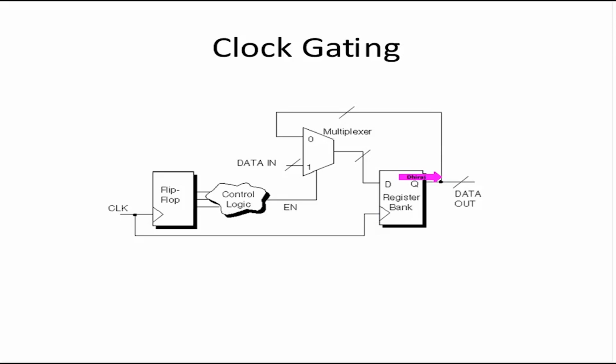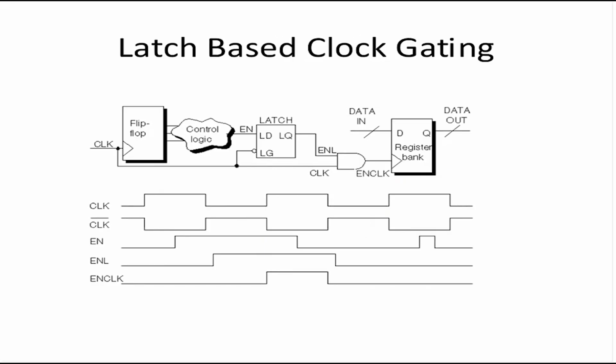Now, the idea is that for the part where it is not enabled, where enable is 0, we want to switch off this clock. We want to make this clock 0. We don't want toggling on this clock. This will save power. This will save the dynamic power, not the leakage power. Now let's look at the modified circuit with the clock gating in place. This is called latch-based clock gating. There is a type of clock gating which does not involve a latch.